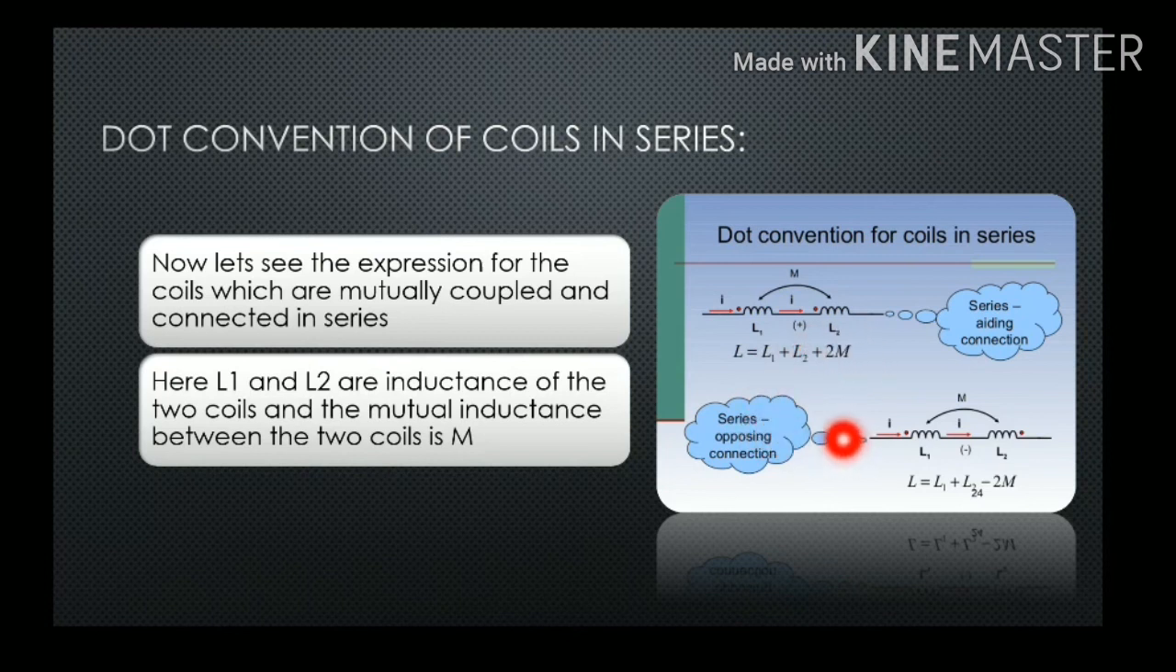This is the series opposing connection. Here the current is entering one coil but the current is leaving the other coil. In this case the L equivalent would be L1 plus L2 minus 2M.